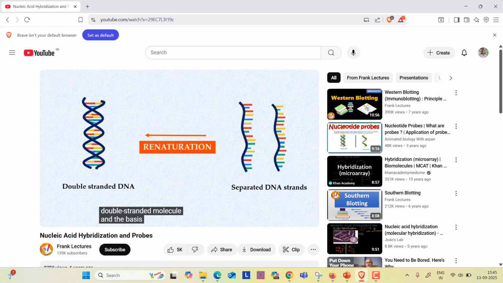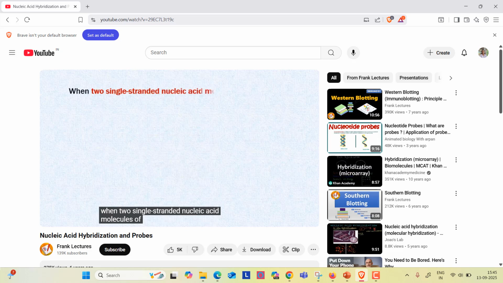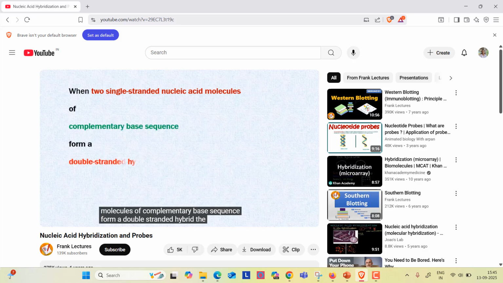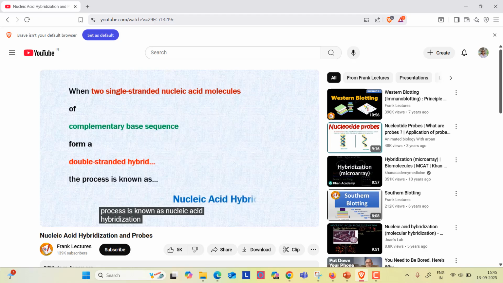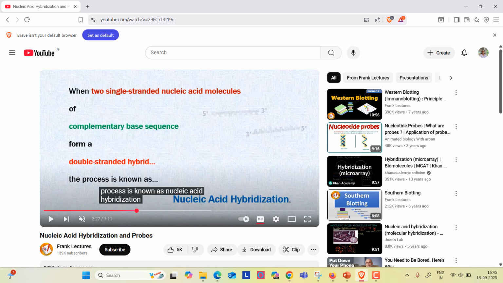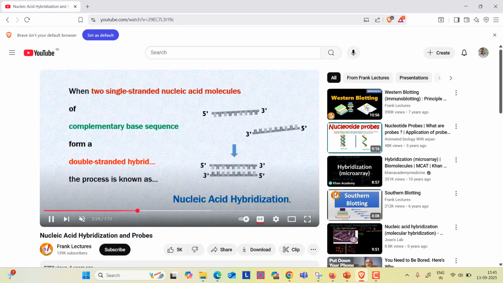To form a double-stranded molecule, and the basis of the renaturation is the complementary base pairing between the two single-stranded DNA molecules. When two single-stranded nucleic acid molecules of complementary base sequence form a double-stranded hybrid, the process is known as nucleic acid hybridization. Okay, and now this is used as an assay. So you can see this is the nucleic acid hybridization, 5' to 3' and 3' to 5'. These are the complementary bases attaching.